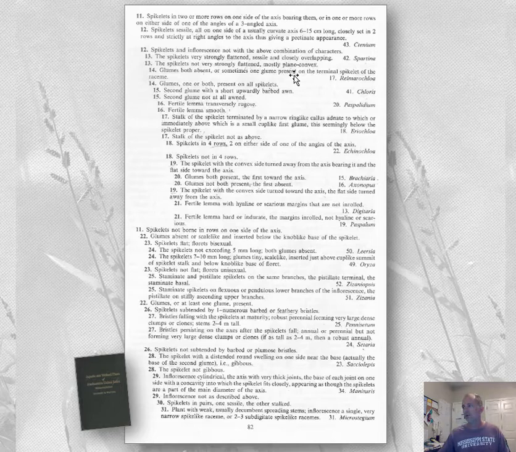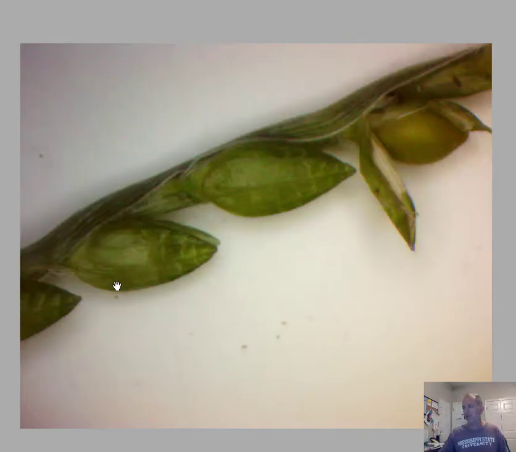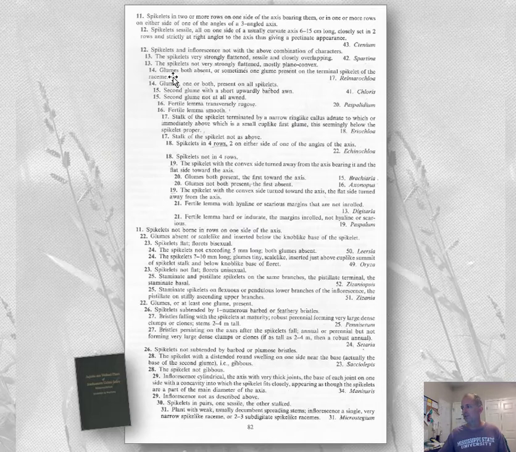Okay, so that's not it. We just saw they're not closely overlapping. I think you saw that here. So they're kind of spaced out just a little bit. They're not flat and pressed against this. They have a tiny little stalk, so it doesn't fit that description.